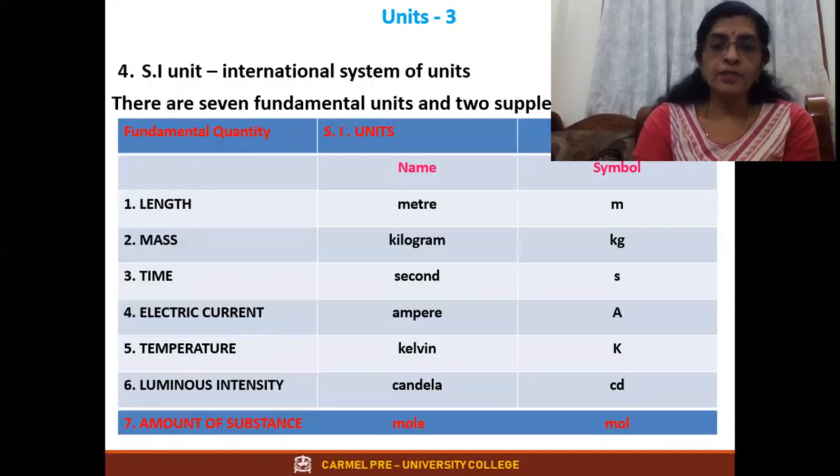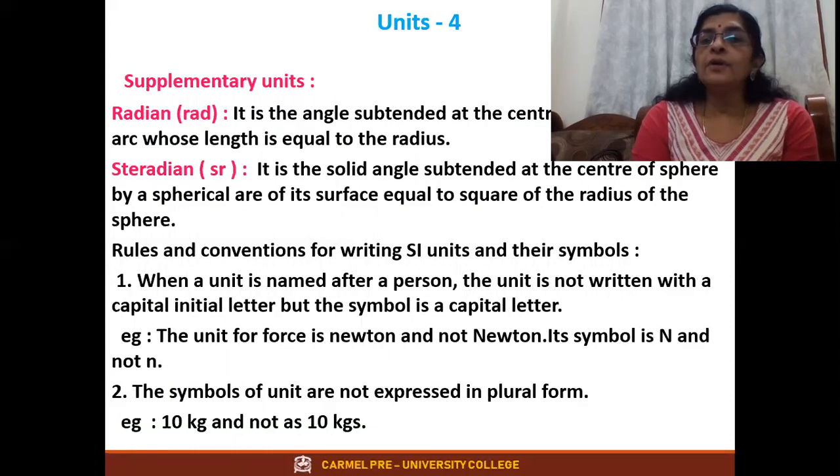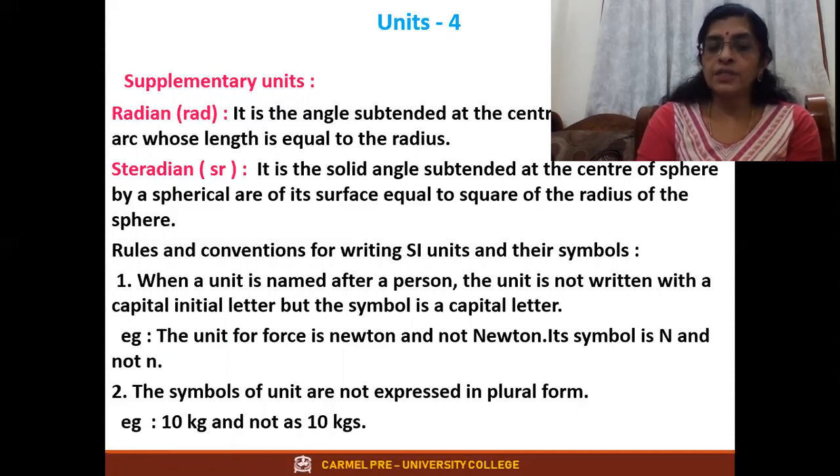This is the one I have given: fundamental quantity, length, mass, time, electric current, temperature, luminous intensity, amount of substance. For the name, it's not length; it is just the name of what you are representing: meter, kilogram, second, ampere, Kelvin, candela, mole. Symbol is given as this one. Apart from that, we have 2 supplementary units, radian and steradian. Rules and conventions are given.